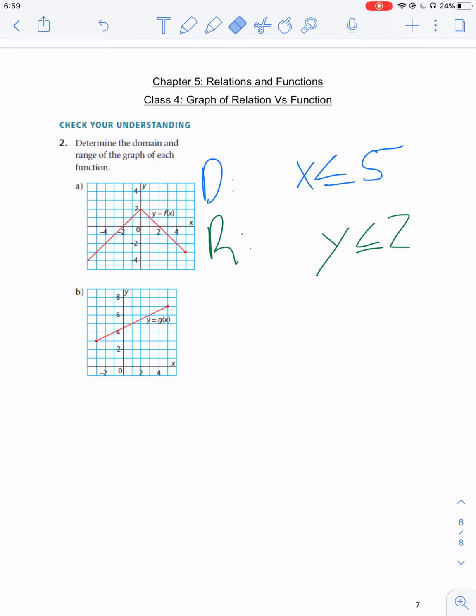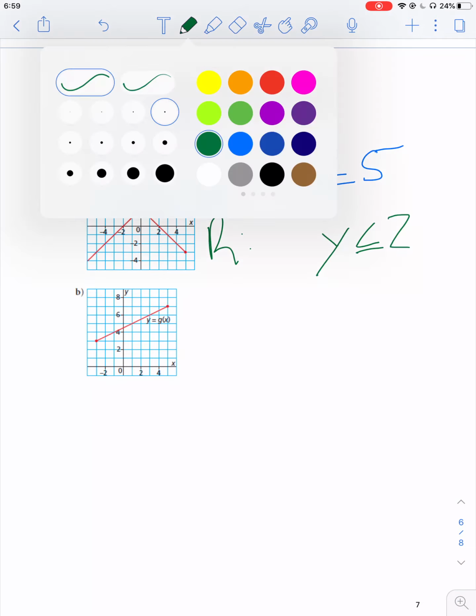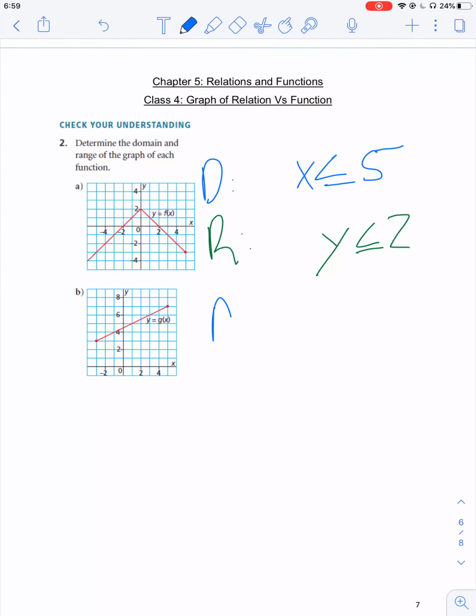Now let's focus on the next one. Again, I'm going to use D for domain. Now domain has to do with my x values, okay? So it seems like I do have a maximum x value and a minimum x value. So it's going to be bounded between, so the minimum goes on the left. Minimum is, let me erase this to see a little better. Minimum is -3, and my maximum is 5, okay?